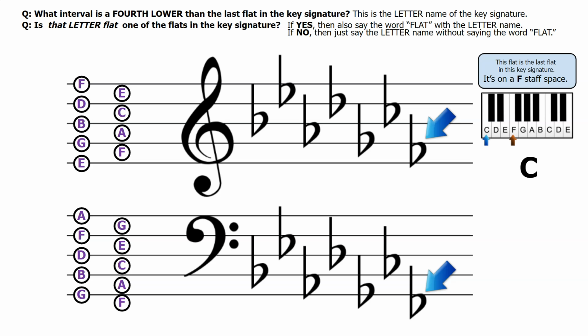If no, if we don't see a C flat in those 7, then we just simply say the letter name without saying the word flat. So we would say this is the key of C major. So can you find a C flat in those flats up there? Well, sure you can. There's one right there. Now, you can tell because it's on the C space of the staff.